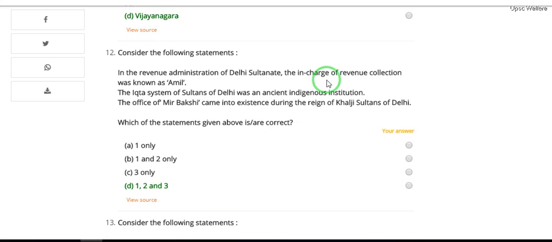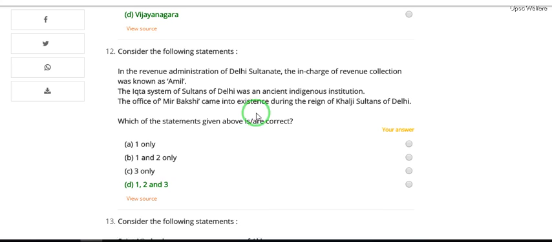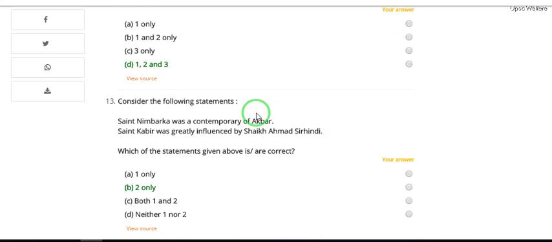Now consider the following statements. In the revenue administration of the Delhi Sultanate, the officer in charge of revenue collection was known as Amil. It is going to be absolutely correct. The Iqta system, as we know, was an eminent institution of the Delhi Sultanate. And the third option, Mir Bakshi, came into existence during the reign of the Khilji Sultanate of Delhi. So 1, 2, 3 are all going to be correct here.